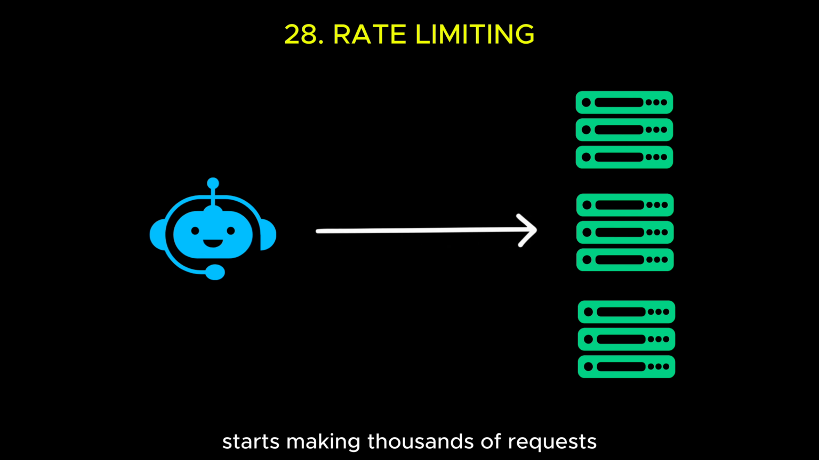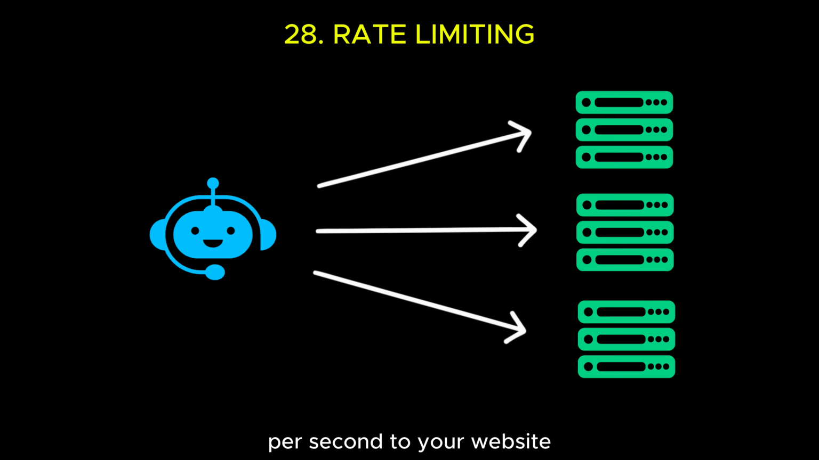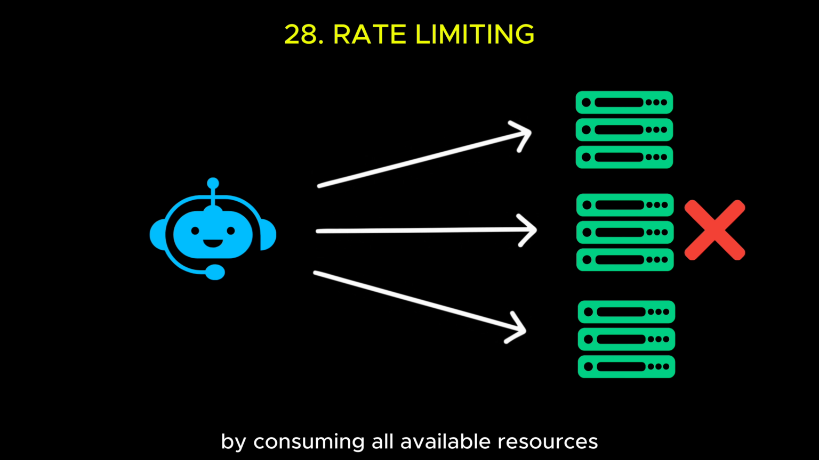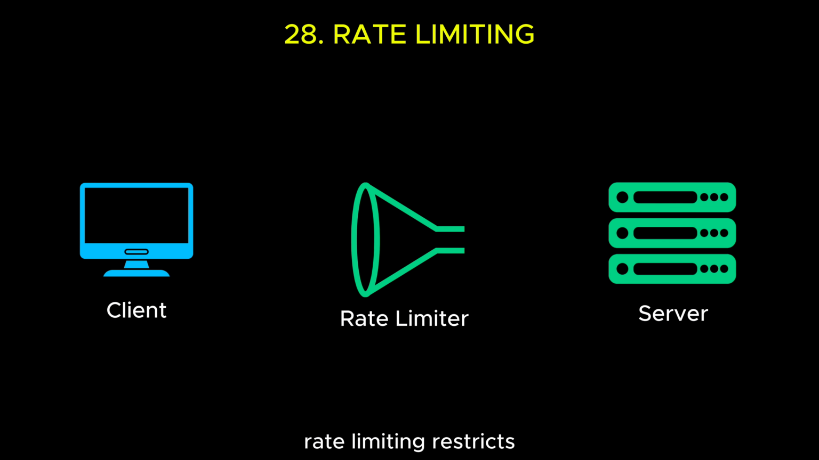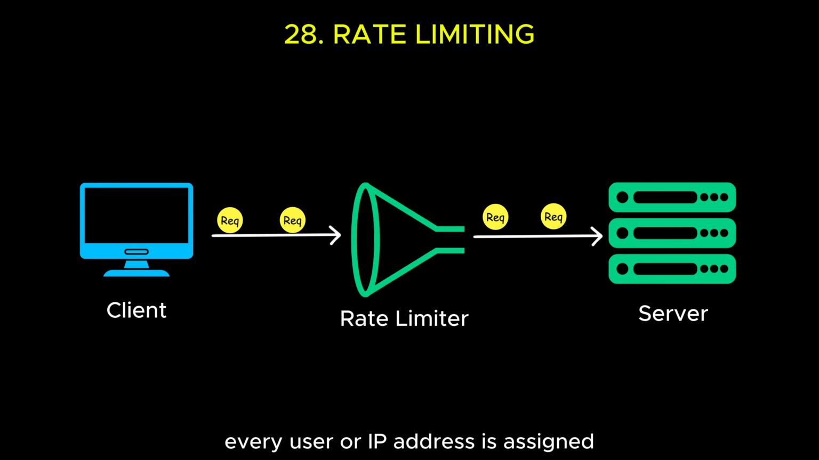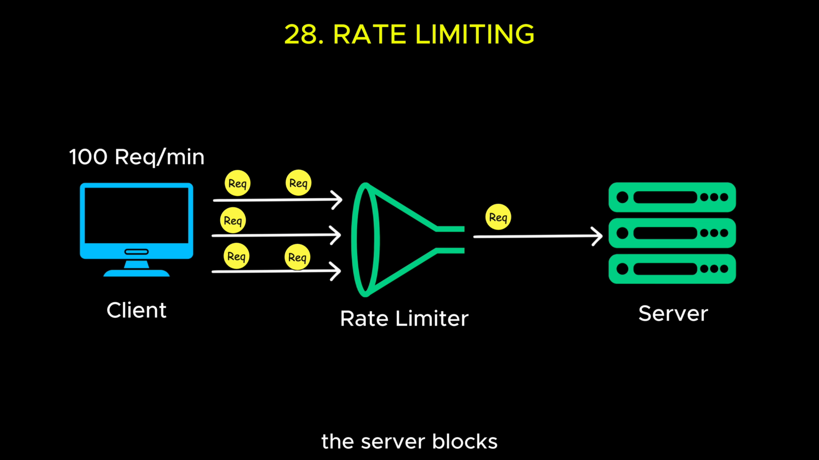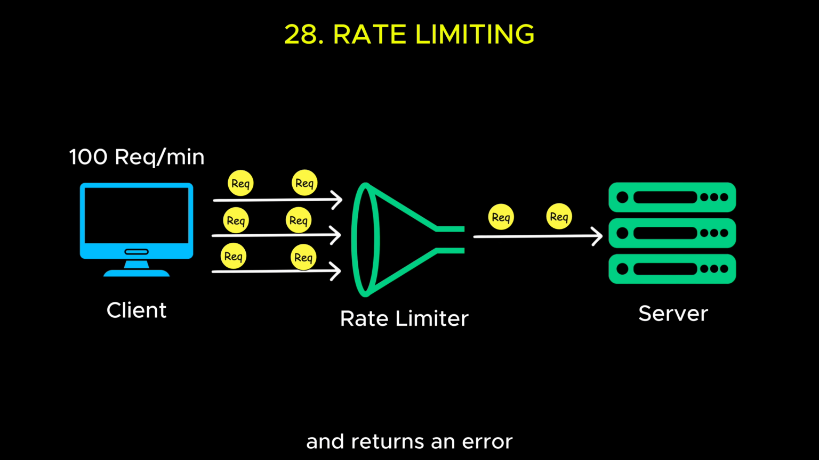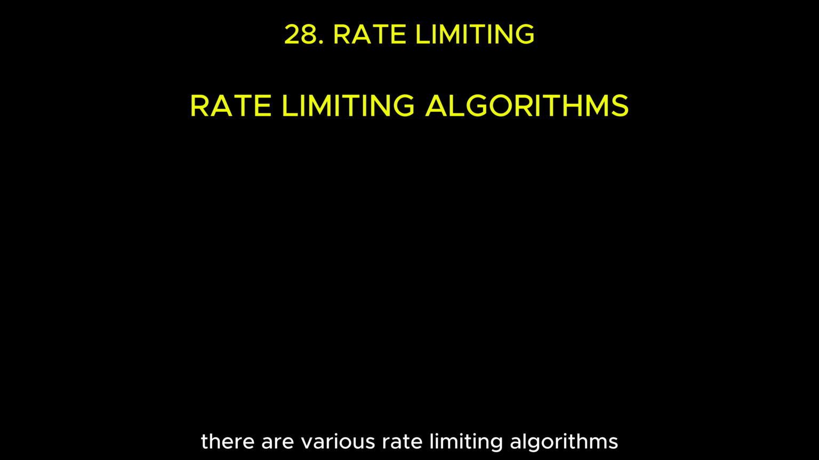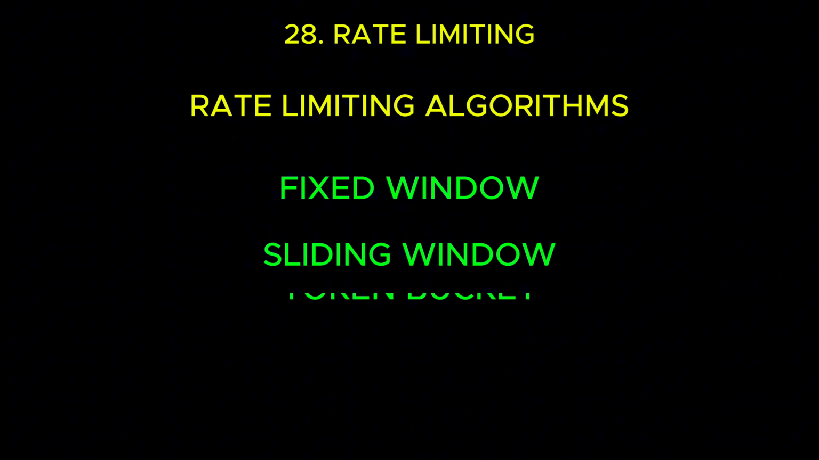Imagine a bot starts making thousands of requests per second to your website. Without restrictions, this could crash your servers by consuming all available resources and degrade performance for legitimate users. Rate limiting restricts the number of requests a client can send within a specific time frame. Every user or IP address is assigned a request quota, for example 100 requests per minute. If they exceed this limit, the server blocks additional requests temporarily and returns an error. There are various rate limiting algorithms. Some of the popular ones are fixed window, sliding window, and token bucket.